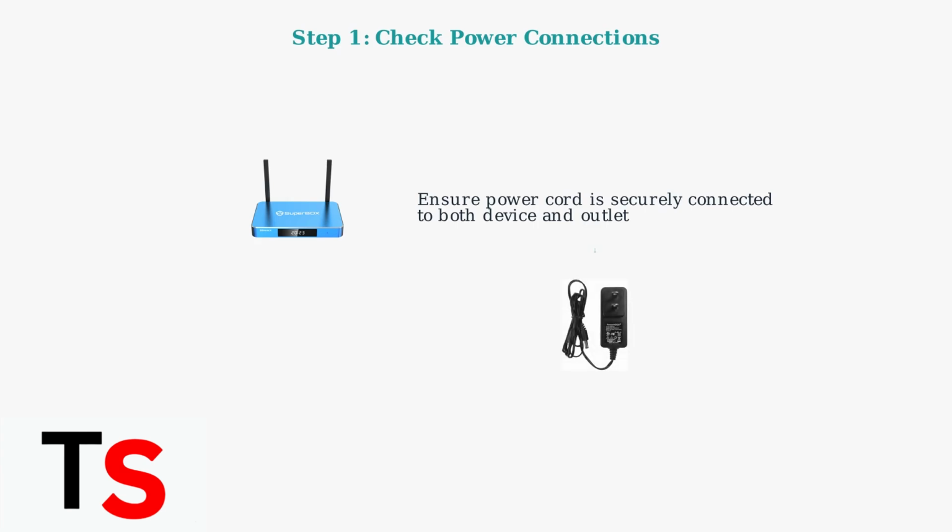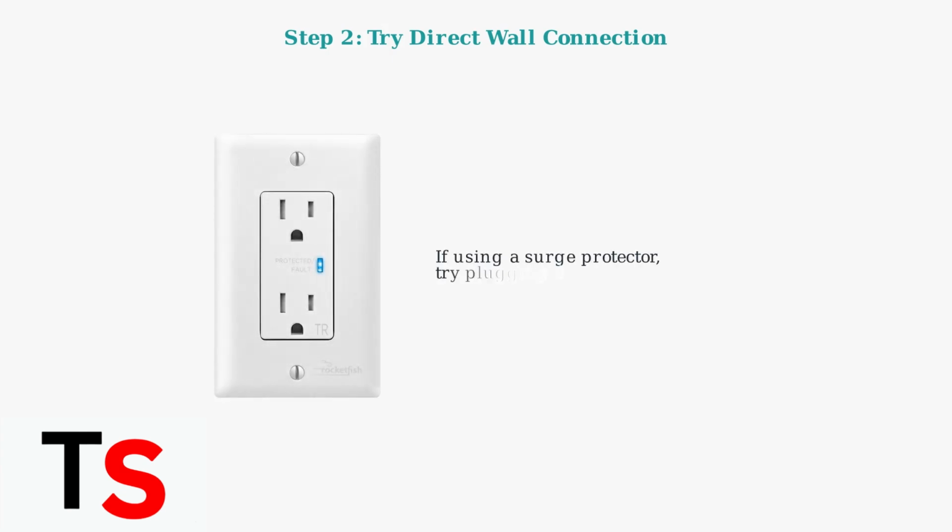Check the power adapter connection. Make sure it's firmly plugged into the device and that there are no loose connections. If you're using a surge protector or power strip, try plugging the Superbox directly into the wall outlet. Faulty surge protectors can prevent proper power delivery.